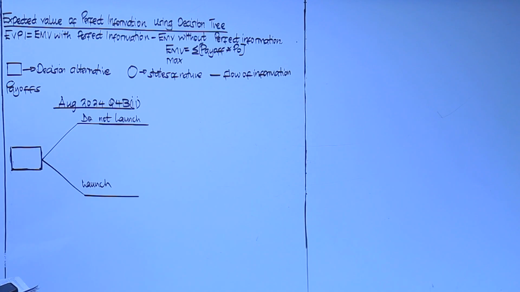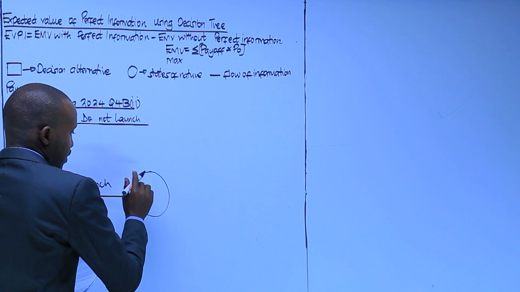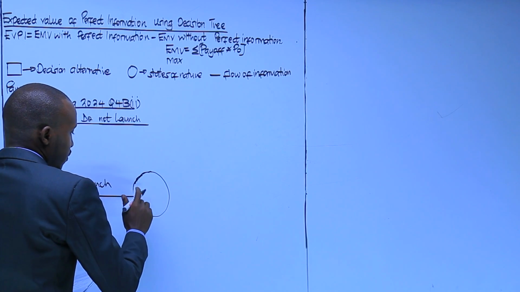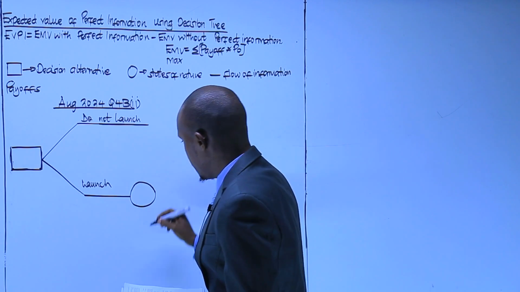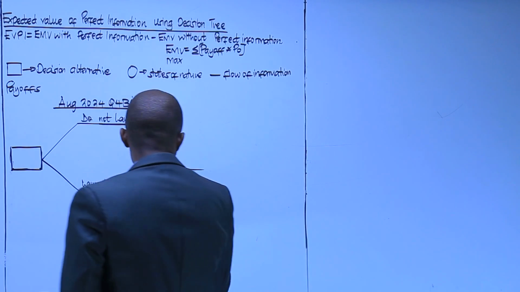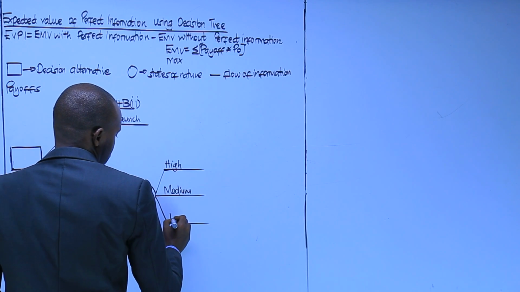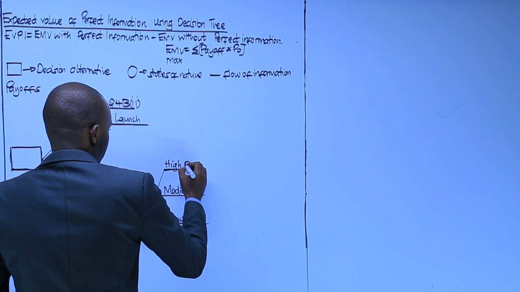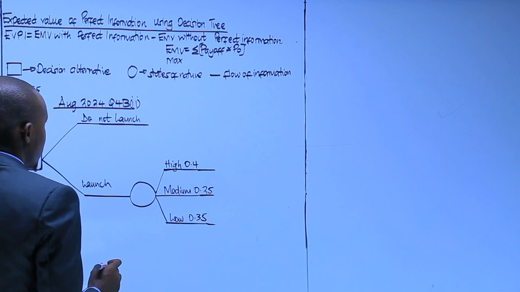When you launch it, you have either high enrollment, medium, or low, and they have given us probabilities for each. So when you're given probabilities, it means those are states of nature, because you're using what decision-making criteria? Conditions of risk, where you'll be given prior probabilities. So let me represent this in a better way. Here you'll have your states of nature: high, medium, and low, with probabilities of 0.4, 0.25, and lastly 0.35.